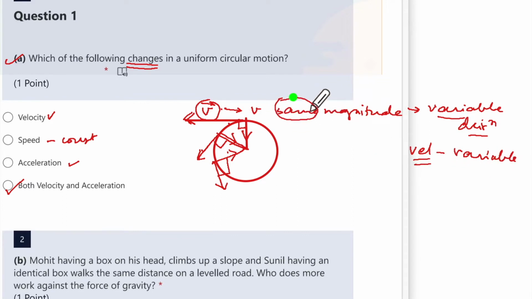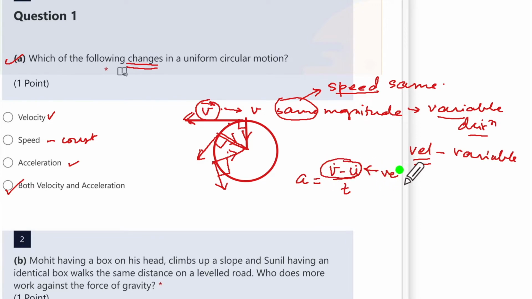Now, if the same magnitude it has, means the speed is the same, because the magnitude of velocity is speed. So now acceleration will be v minus u upon t, which is the change in velocity upon time. And if the velocity is changing because of the direction changing, then acceleration also, which is delta v upon delta t, because delta v is changing in direction, it is variable, acceleration also becomes variable. So the correct option is the last one.